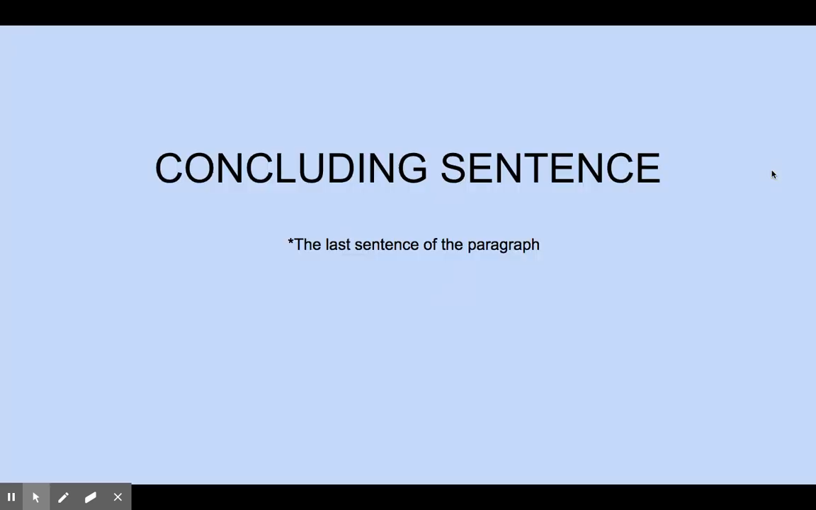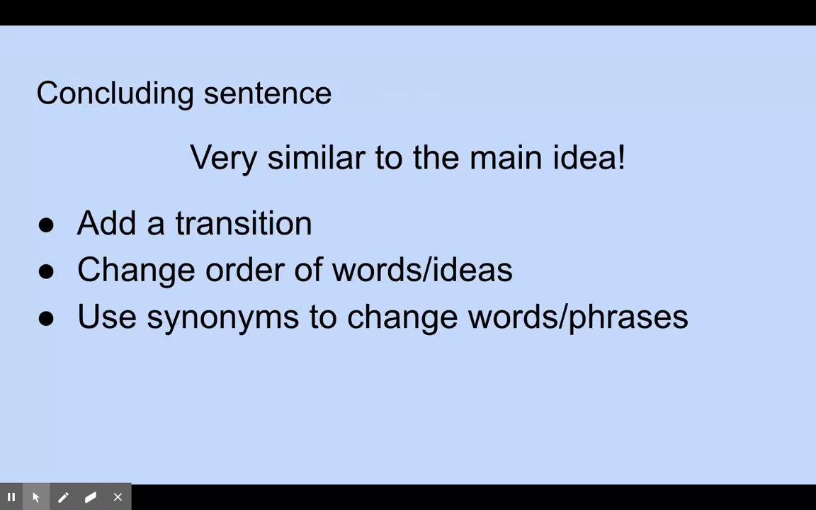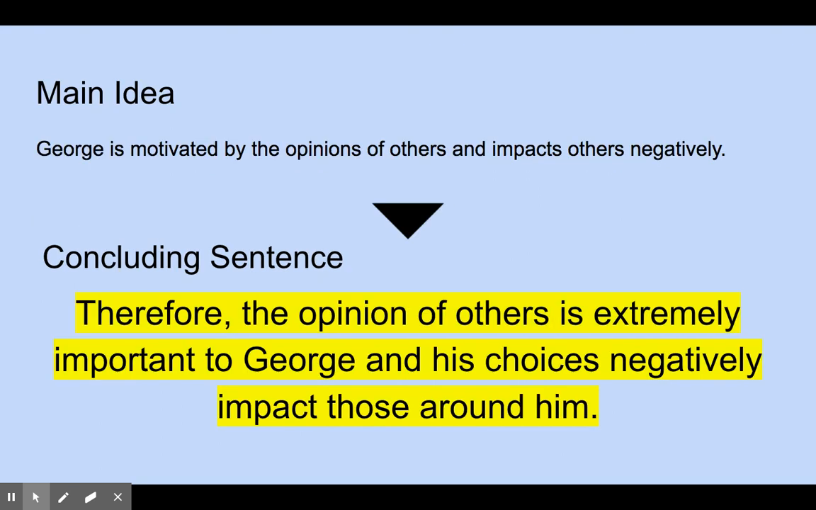All right, let's now talk about the concluding sentence, which is the last sentence of the paragraph. It is so very similar to the main idea. All you have to do is add a transition, change around the order of words and ideas, and use synonyms to change the words and phrases. So for example, my main idea was George is motivated by the opinions of others and impacts others negatively. I'm starting off with the transition, therefore. The opinion of others is extremely important to George and his choices negatively impact those around him. All I did was rearrange the wording and add a transition, okay?